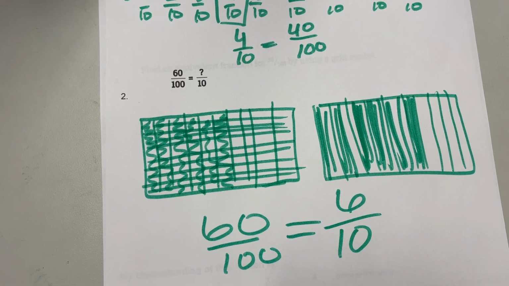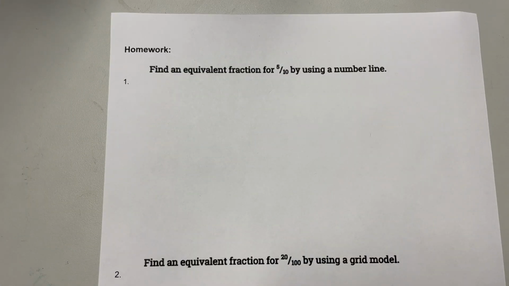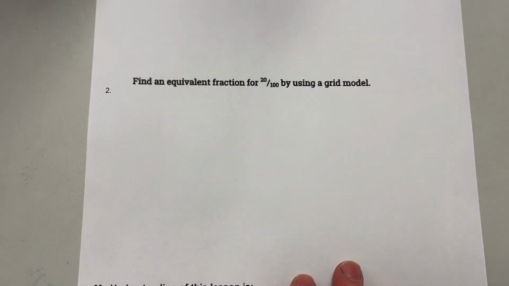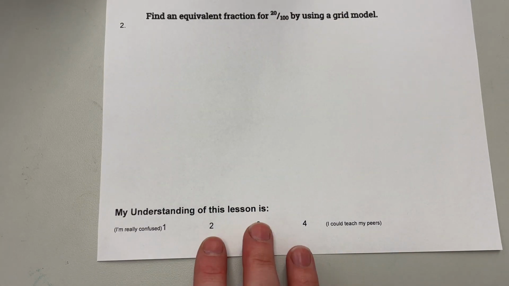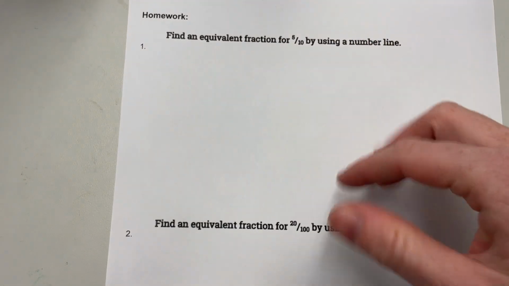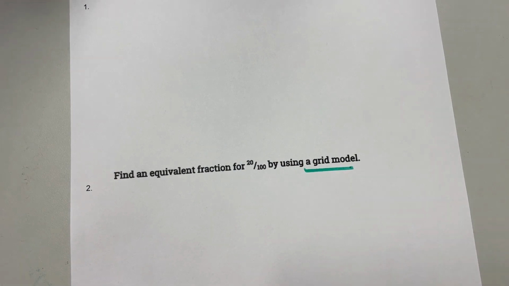Okay. You have 1, 2 homework problems, and then rate your understanding. The only difference between these two problems is it tells you you have to use a number line for this one and you have to use a grid model for this one.